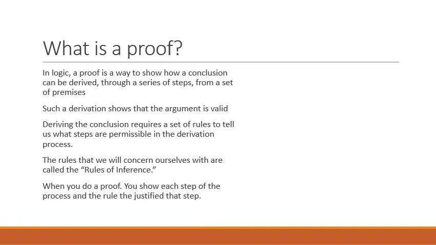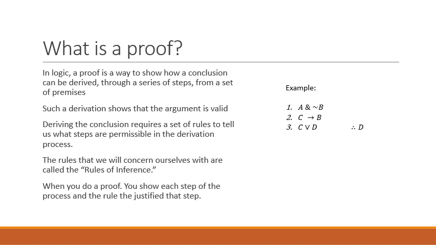So when you do a proof, and I'm going to show you how to do that in just a second, you need to show each step of the process and the rule that justified that step. So here's an example, and before we start the proof here, I just want to explain to you what's going on.